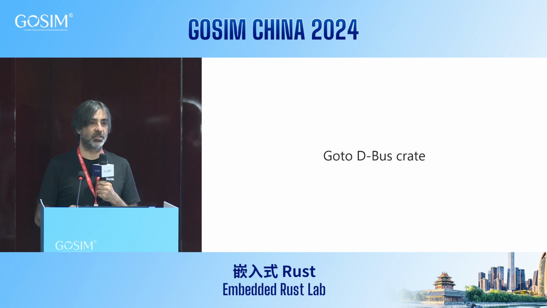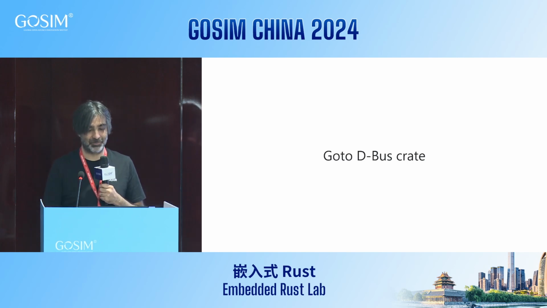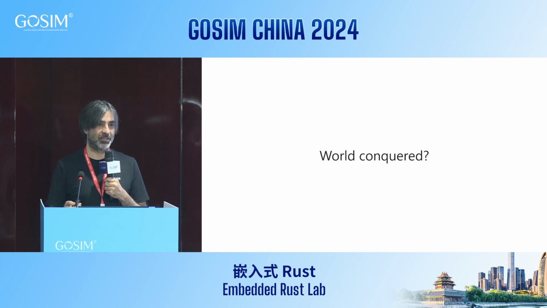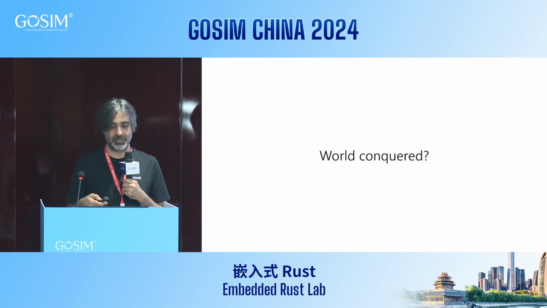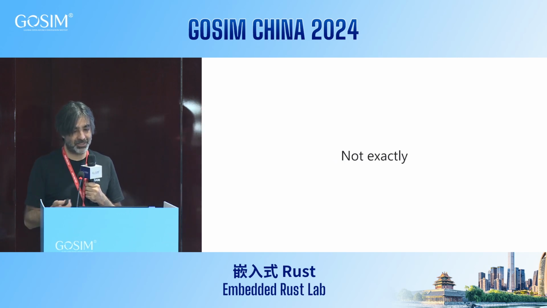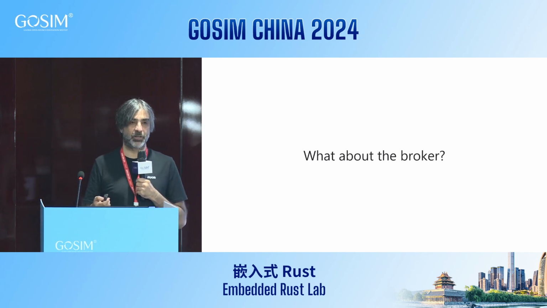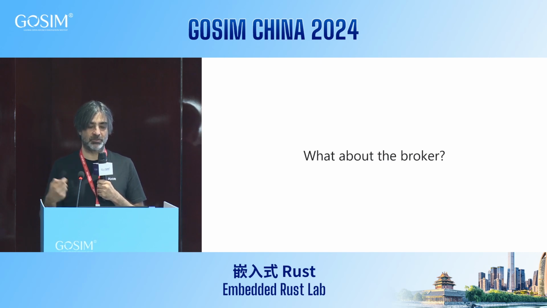ZBus has now become the go-to dbus crate. Everyone uses it unless they have a reason not to use it. Sometimes you might. And you might think, okay, yeah, that's world conquered, right? Like we have a ZBus Rust implementation of dbus, so that's it. But not exactly, right? We still have the broker. As I said, typically all the communication happens through these brokers.